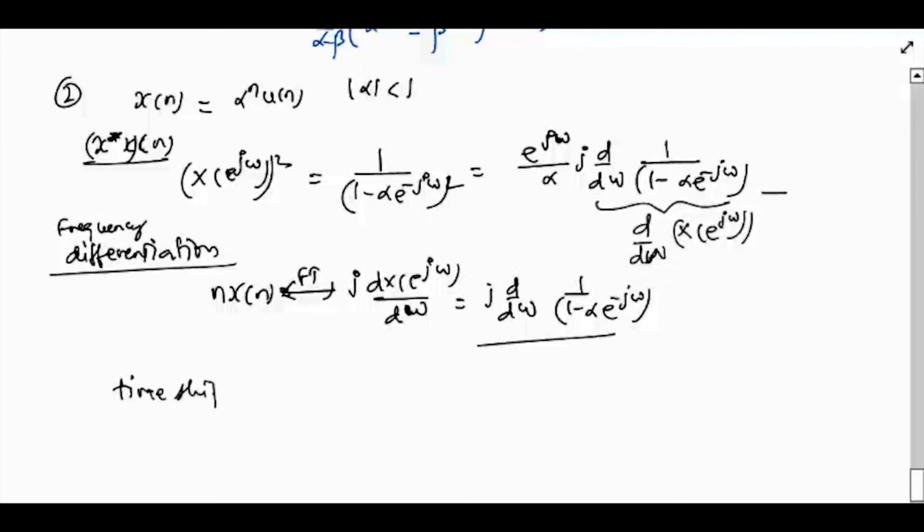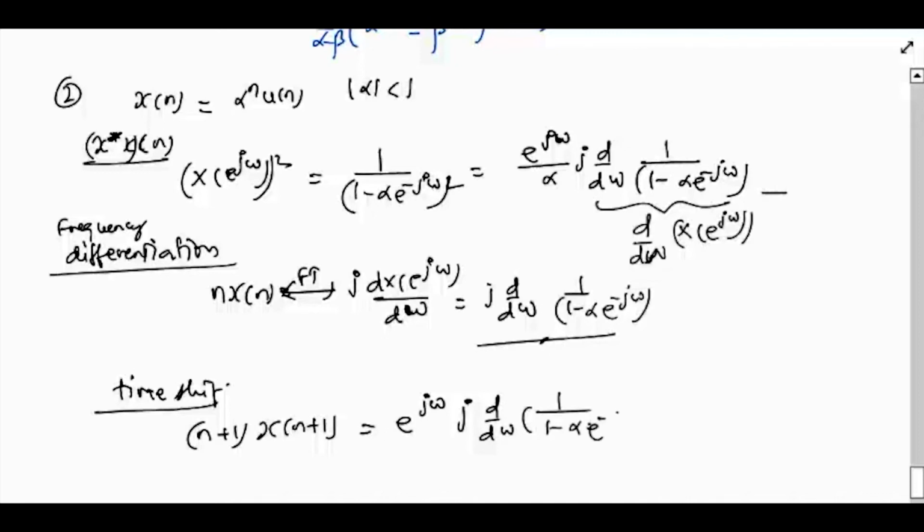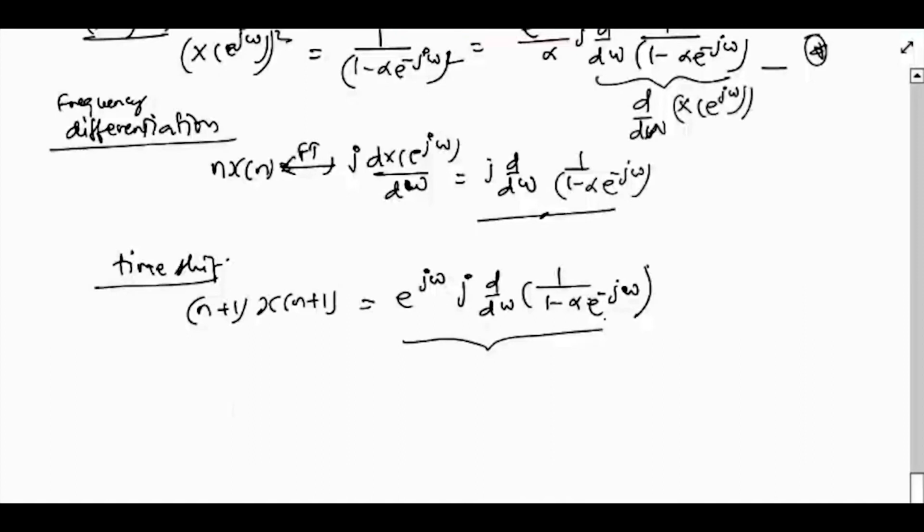Now I will invoke the time shift property to notice that the Fourier transform of x[n plus 1] will be equal to e raised to j omega times this term. So it will be e raised to j omega times j times d over d omega of 1 over 1 minus alpha e raised to minus j omega. Say this is star. Now I can compare this right hand side with star to recognize that the inverse Fourier transform of X(e raised to j omega) whole squared, that is x star x, the convolution of x with itself, is 1 over alpha times (n plus 1) x[n plus 1]. Okay.